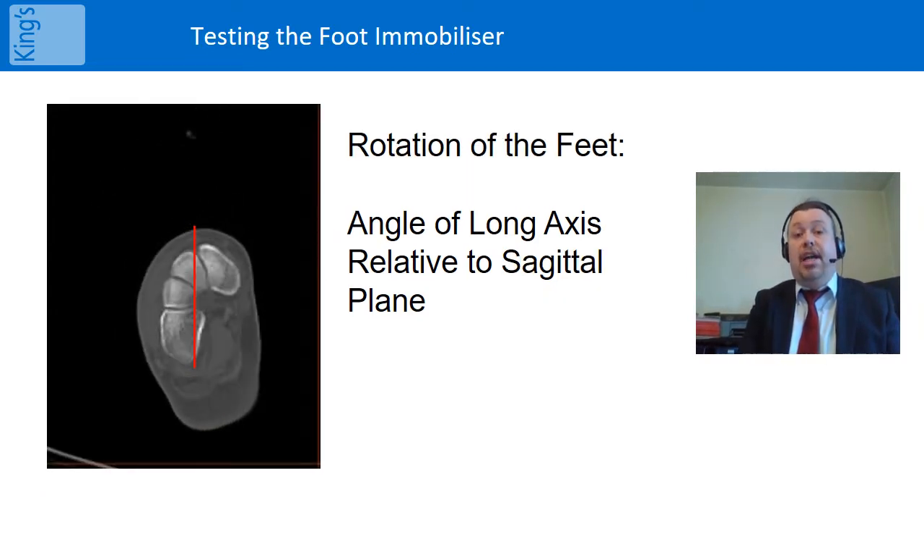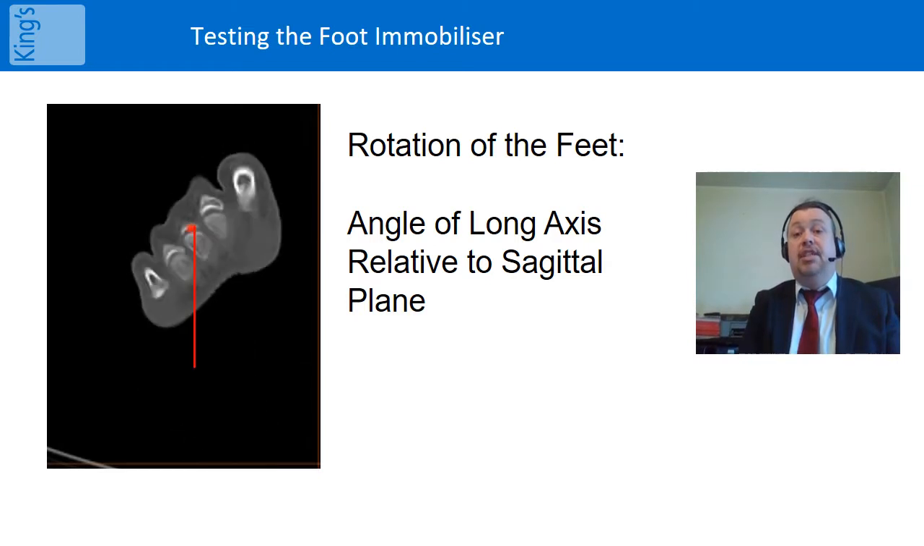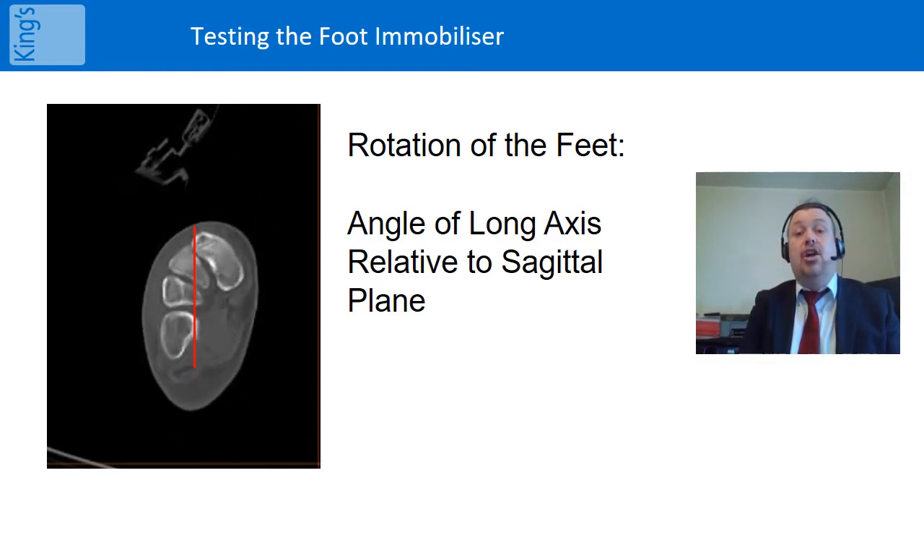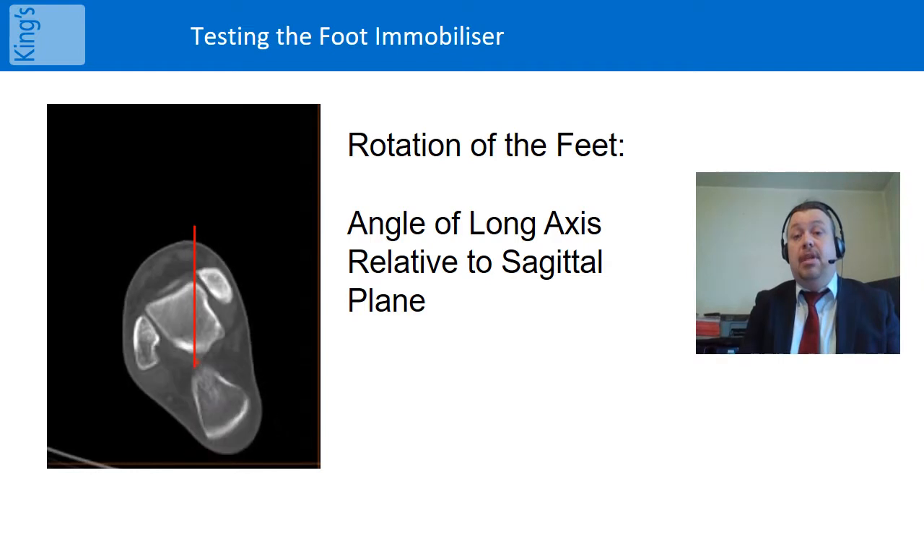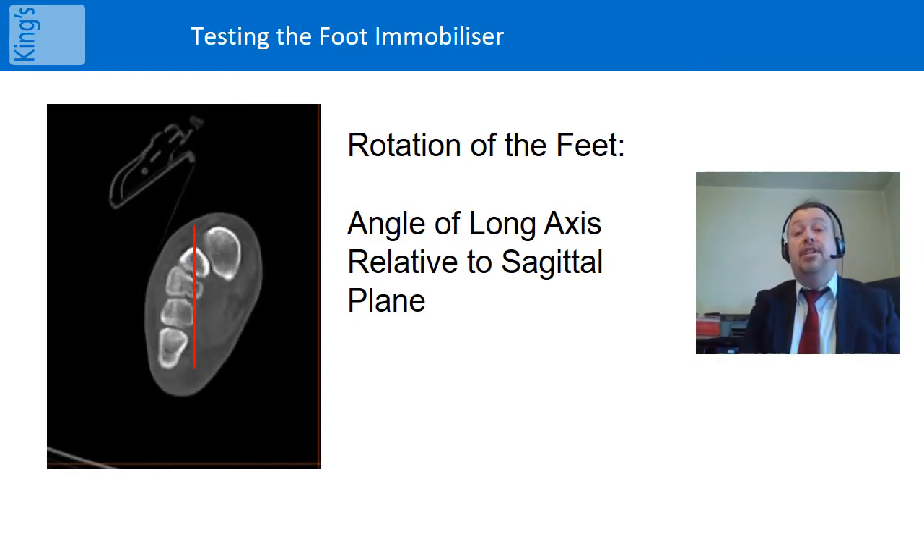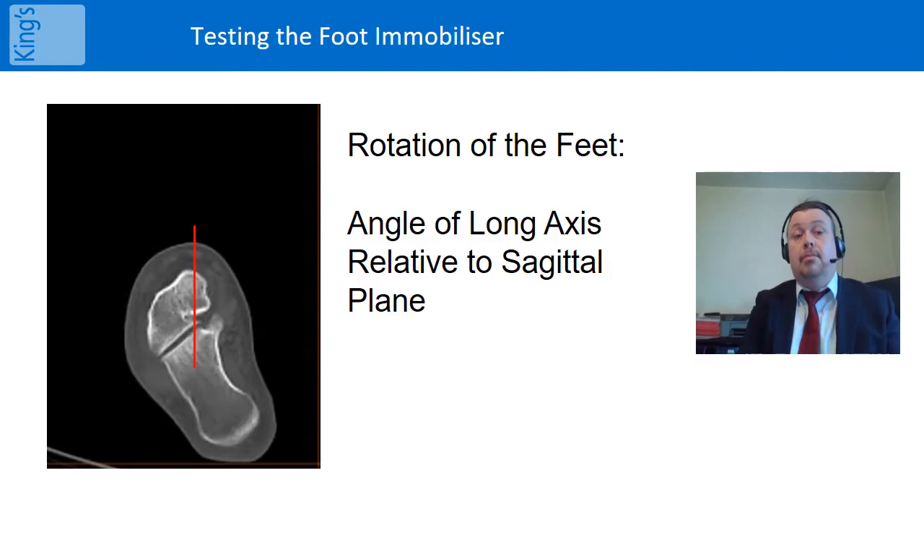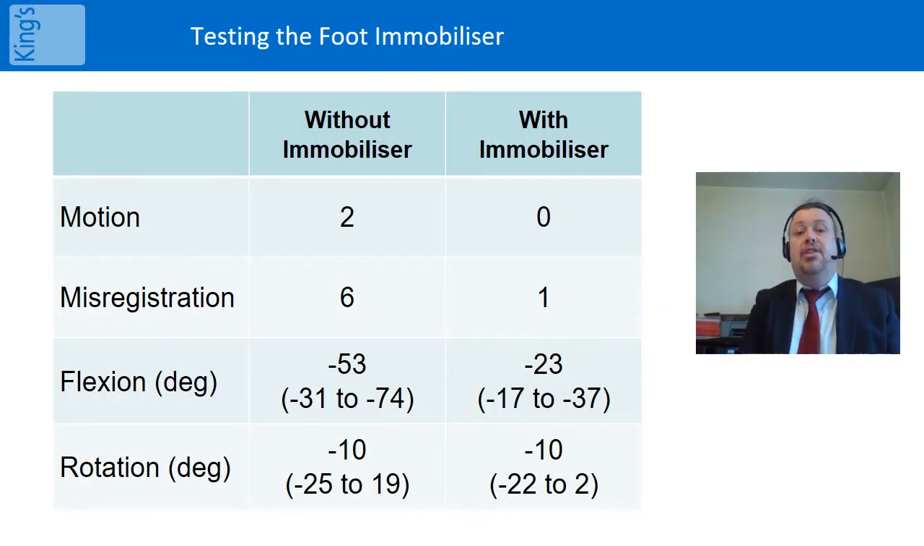Using the same long axis, the rotation of the foot is defined as the angle of the long axis relative to the sagittal plane. In this case, the foot is almost vertical. We can see that the use of the immobilisation device reduces the number of studies with motion or misregistration artifacts. The device also reduces the flexion of the foot. Using the device, the foot is much closer to the upright position, although it has little effect on the rotation of the foot.